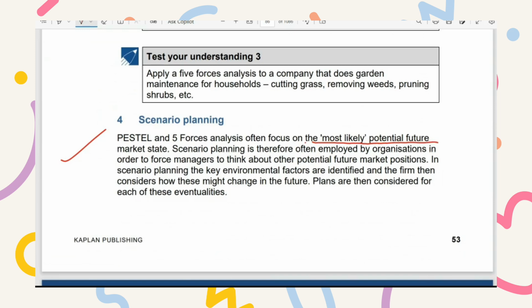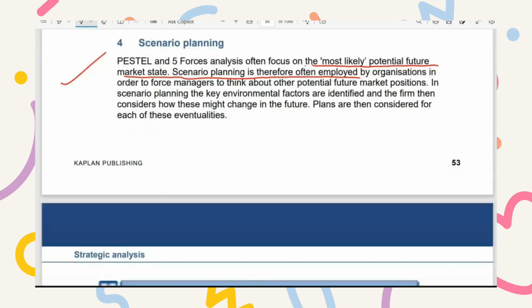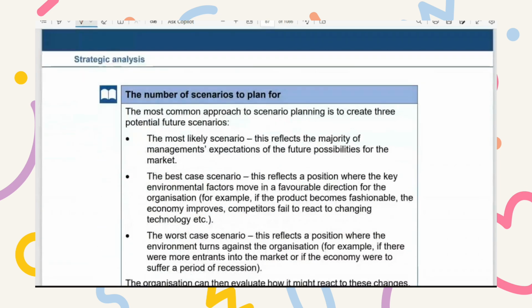Then they have scenario planning. Again, Porter's Five Forces analysis often focuses on the most likely potential future market state. Scenario planning is therefore employed by organizations to force managers to think about their potential future market position. In scenario planning, key environmental factors are identified, and the firm then considers how these might change in future. Plans are then considered for each of these eventualities.